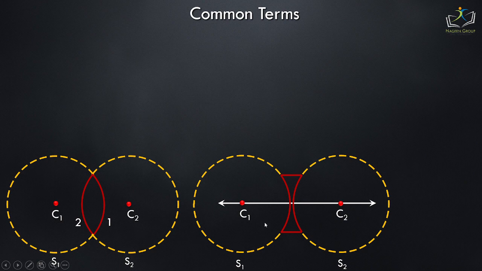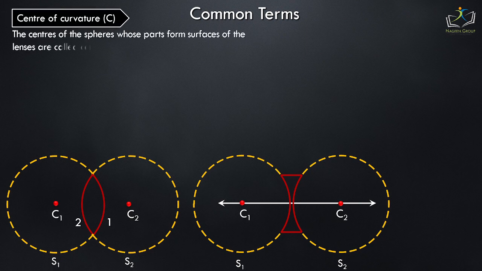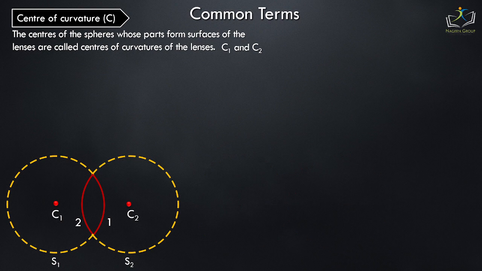So here what do you observe? We have two centers, C1 and C2, and a line which is passing through them, right? So what is the center of curvature? The center of a sphere whose part forms the surface of the lens is called the center of curvature. Where C1 and C2, these are the centers of curvature.